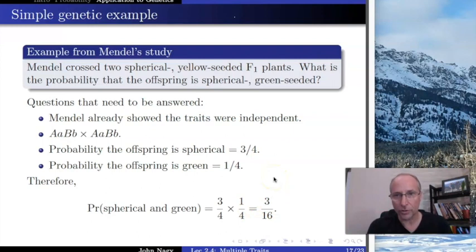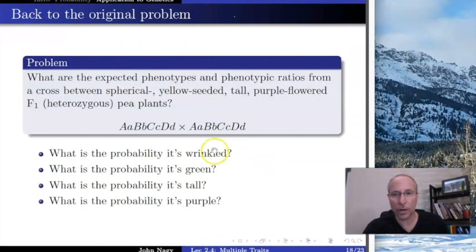Yahoo! So this is perfect. This technique actually works. Now, let's try it with a harder problem. Let's do this one. All right, this is the one we started with. This lecture began with this problem. Suppose we have two individuals that are heterozygous for 4 traits and they breed. Okay, so we're trying to figure out what are the expected phenotypes and genotypes. In fact, in particular, we want to know what's the probability, just for example, that the offspring from this cross is wrinkled, green, tall, and purple.